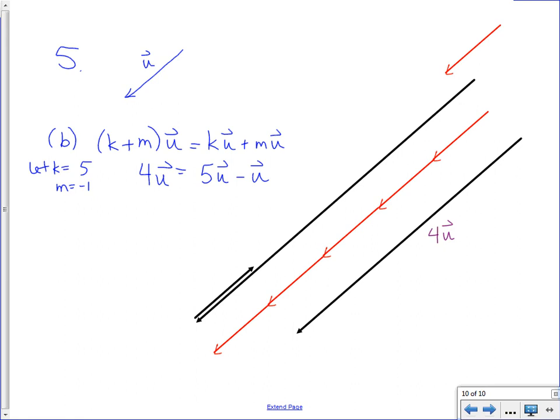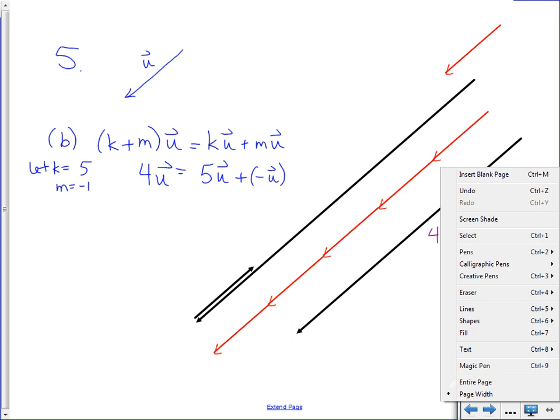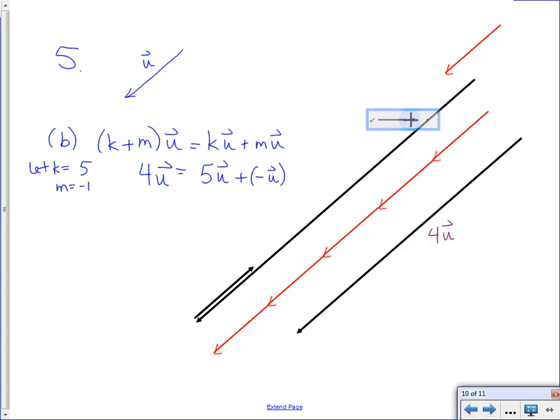Okay? And then if I add those 2 vectors together, so it might have been better if I had just left it like this. Okay? If I add those 2 vectors together, 5u plus negative vector u, I end up with a vector that starts at the tail of the first and ends at the head of the second. Is it all making sense, guys?